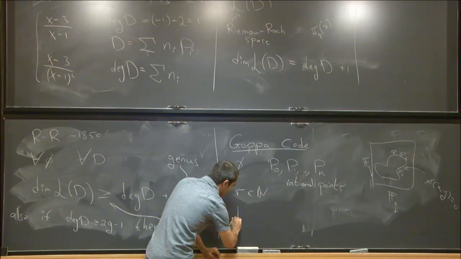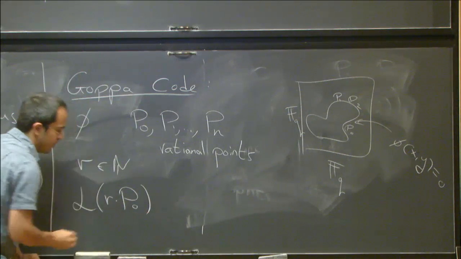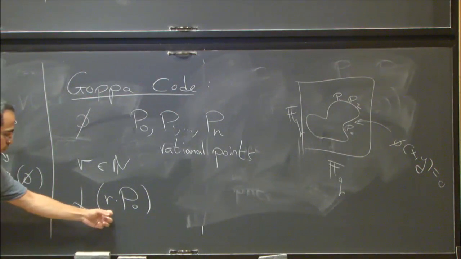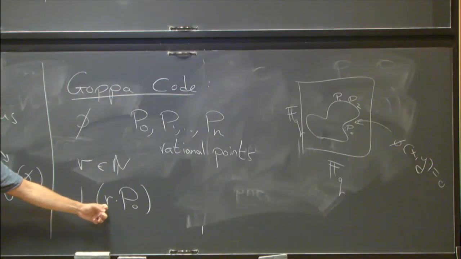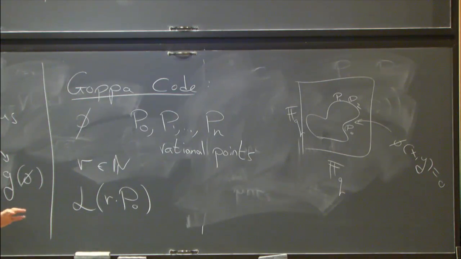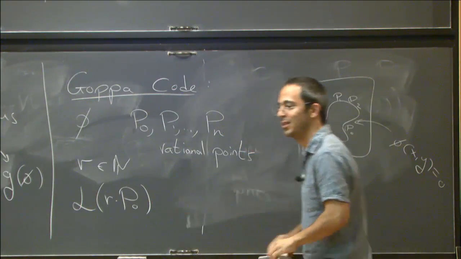we are going to look at the Riemann-Roch space associated with this divisor. I'm just giving a specific example here, but that's enough for us. So I'm going to take functions that have at most r poles at some point, but I'm not allowing you to have any poles anywhere else. Okay? So this is just some set of functions that may have r poles at p0, but no poles anywhere else.